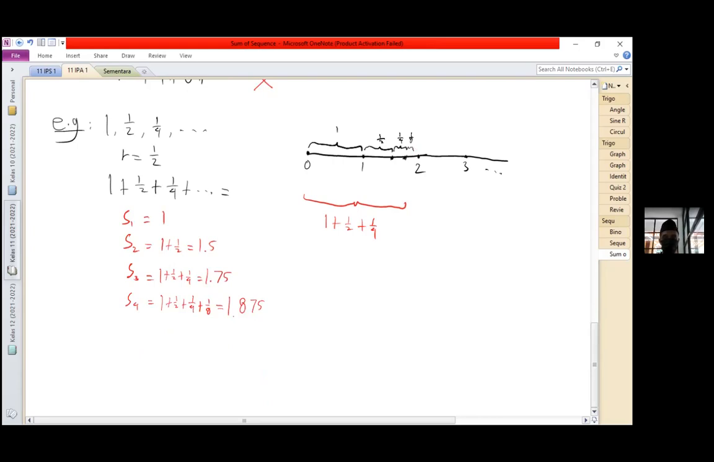If you add more and more terms, it will get closer to 2, and as you can see from the number line, it will never actually go to 2. It will get closer and closer to 2, but never actually reach 2. And if you add a lot of terms, you will get very close to 2. And that's why in this case, the sum is actually 2.